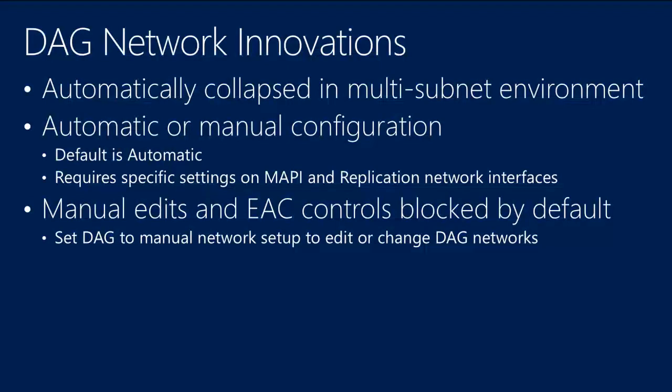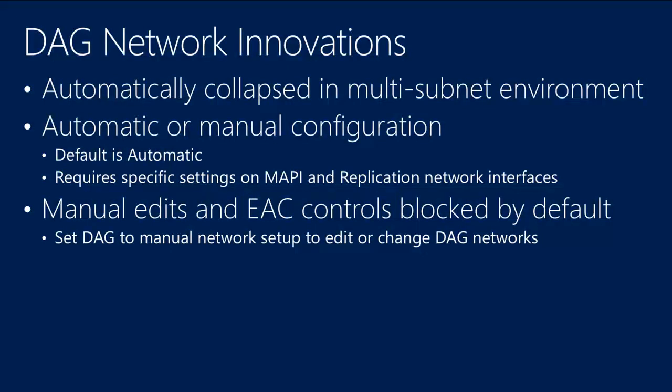There are still a couple things that you have to do. For instance, you have to configure the NICs correctly. And if you are in a multi-NIC configuration where you have a MAPI and a replication network, you still have to configure the static routing for the replication network. But those are very minor and inconsequential one-time operations. It's not like you have to go and collapse your DAG networks anymore.